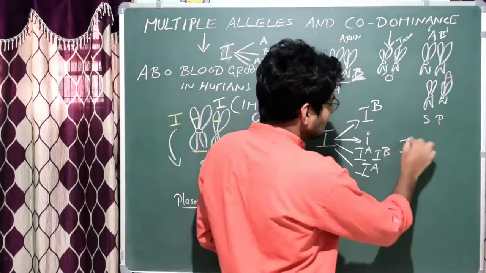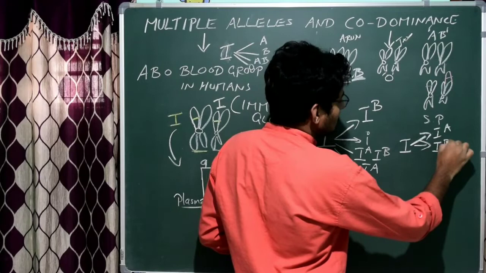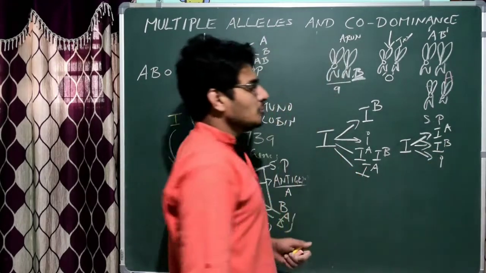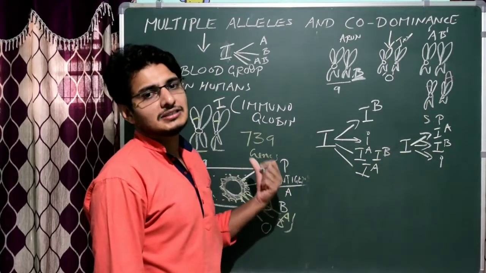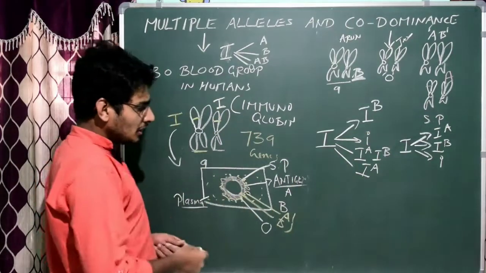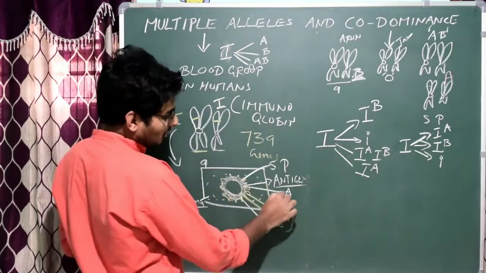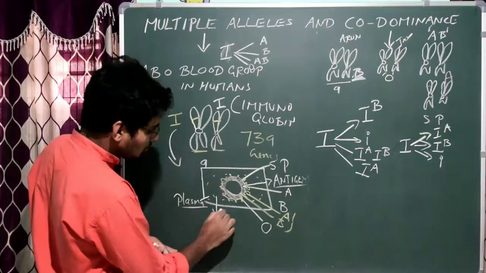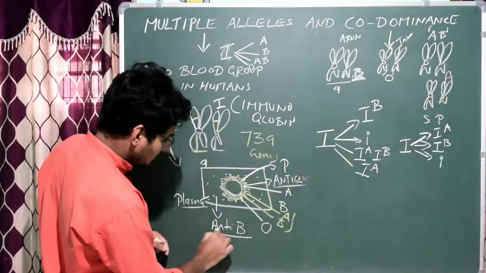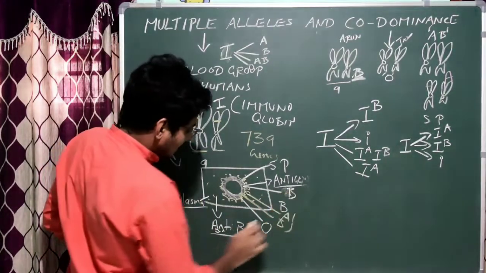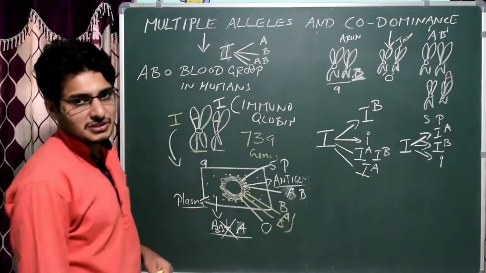What are they? That is simple. One is IA, this is IB, and finally small i. If capital IA is there, then obviously that RBC produces antigen A. In the plasma, I forgot to tell you, if the surface protein is antigen A, then the plasma should produce antibody B. It should be exactly opposite. If it is B, then antibody A. If it is both A and B, then there will be no antibodies. Like that you have to understand.